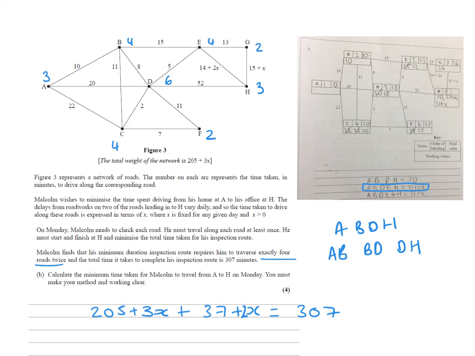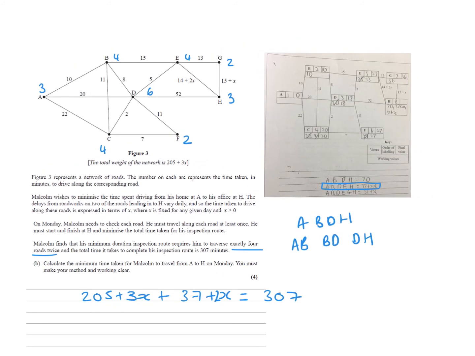Okay, I'm going to start the question again. Clearly, I cannot believe that was 4 marks. Right, we're ready. We're going to slow it down. Malcolm finds his minimum duration inspection route. I hear route, you say odd even. So we write everything odd even, yeah? We're going through this slowly, step by step. He needs to traverse exactly 4 roads twice.